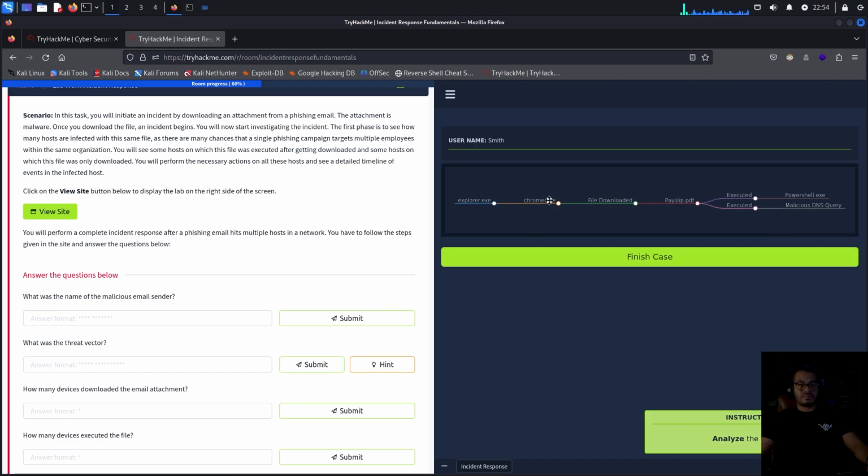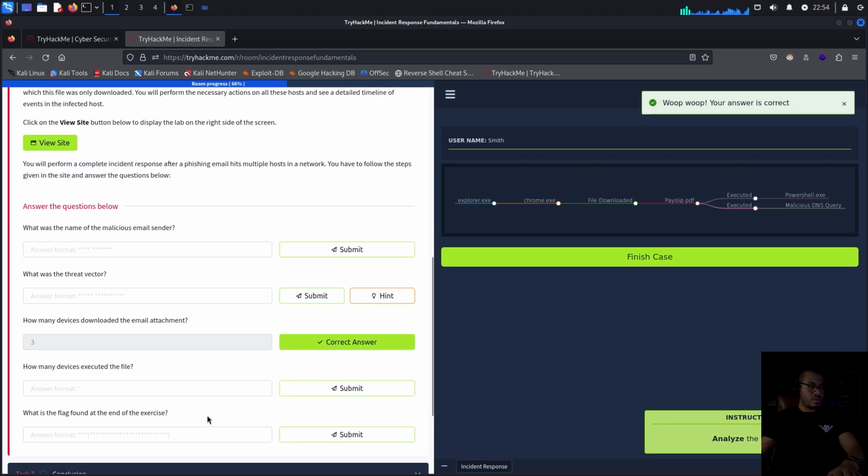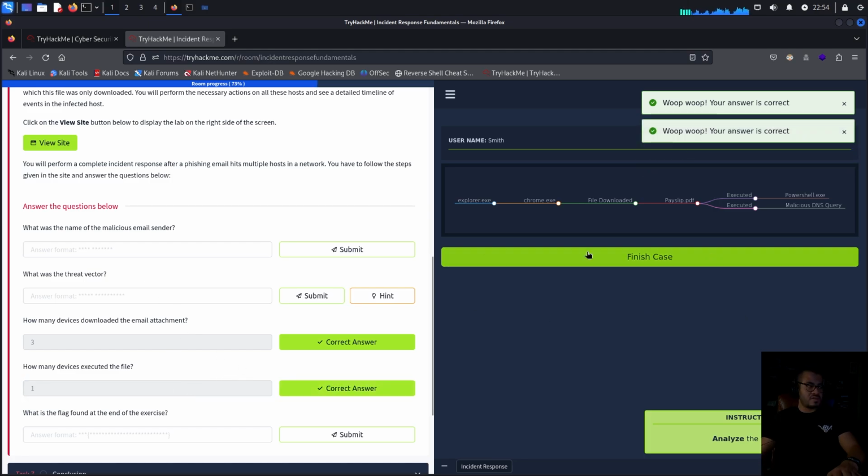Okay. Sacramax file loaded. This is the file that was loaded, right? And then was executed. And oh, PowerShell, a malicious DNS query. Analyze the timeline. What was the name of the malicious email? How many devices loaded the email attachment? Three. If I remember correctly, they were three. And then how many devices executed the file? Only one. What is the flag at the end of the exercise?